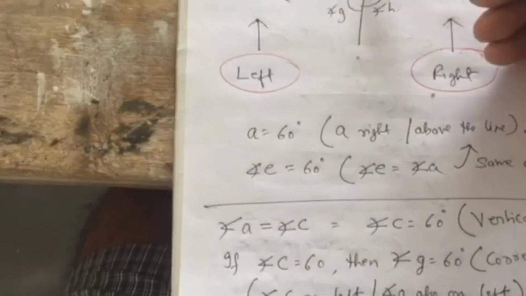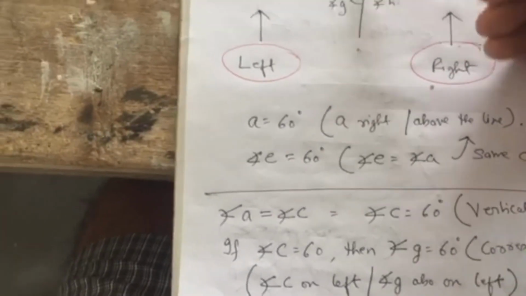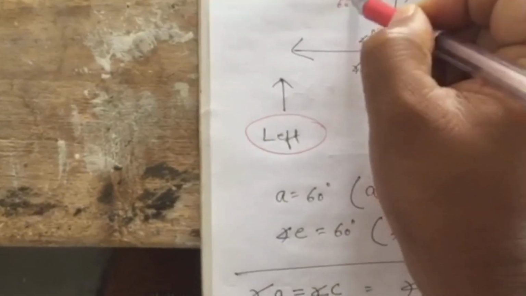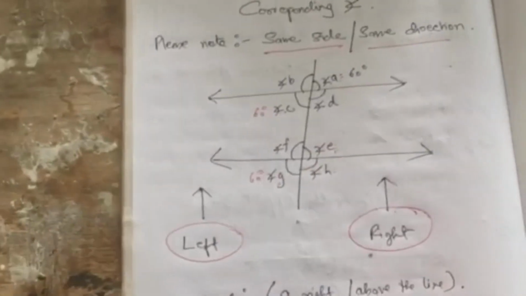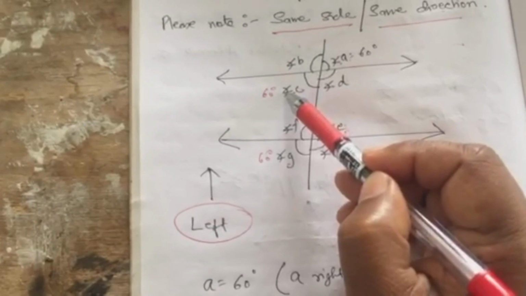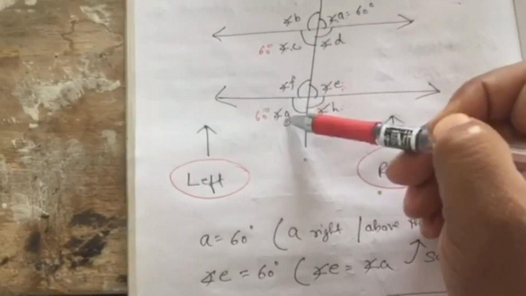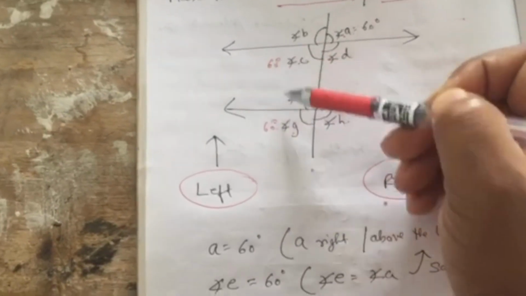And if angle C is 60, angle G is 60, I can say so because these are corresponding angles. If this is 60 degrees, this is also 60 degrees. That is because C is on the left hand side, G is also on the left hand side. C is below the line, G is also below the line. So both are the same. If this is 60, this is 60.